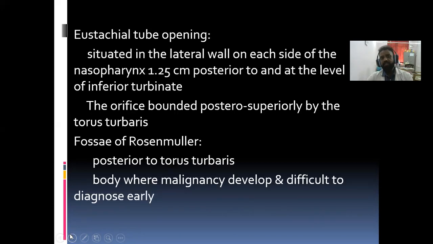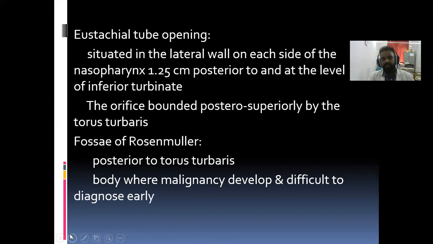So the eustachian tube opening is situated in the lateral wall of the nasopharynx, that is 1.25 centimeter posterior, at the level of the inferior turbinate. The orifice is bounded posterosuperiorly by the torus tubarius, and the fossa of Rosenmüller is posterior to the torus tubarius, the place where malignancy develops and is difficult to diagnose early.